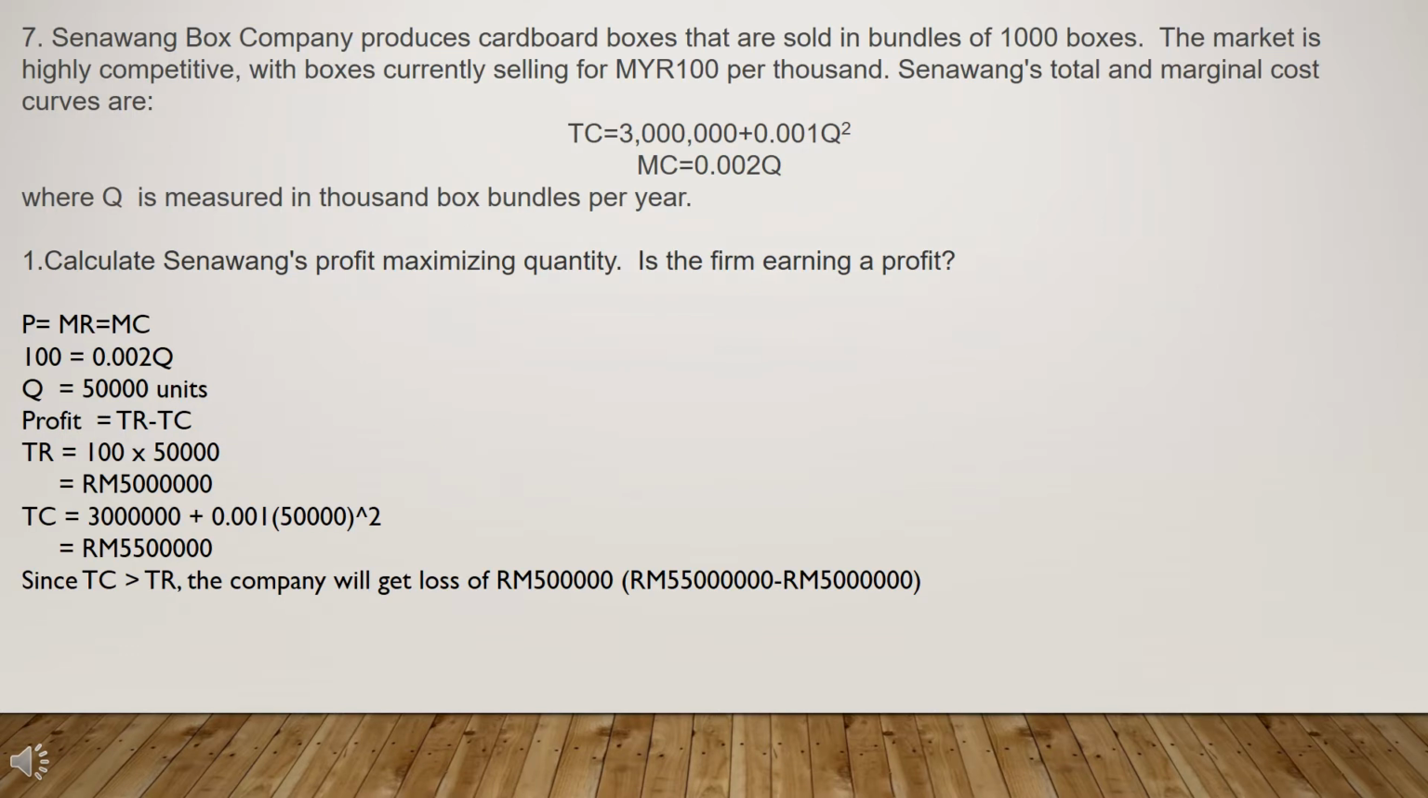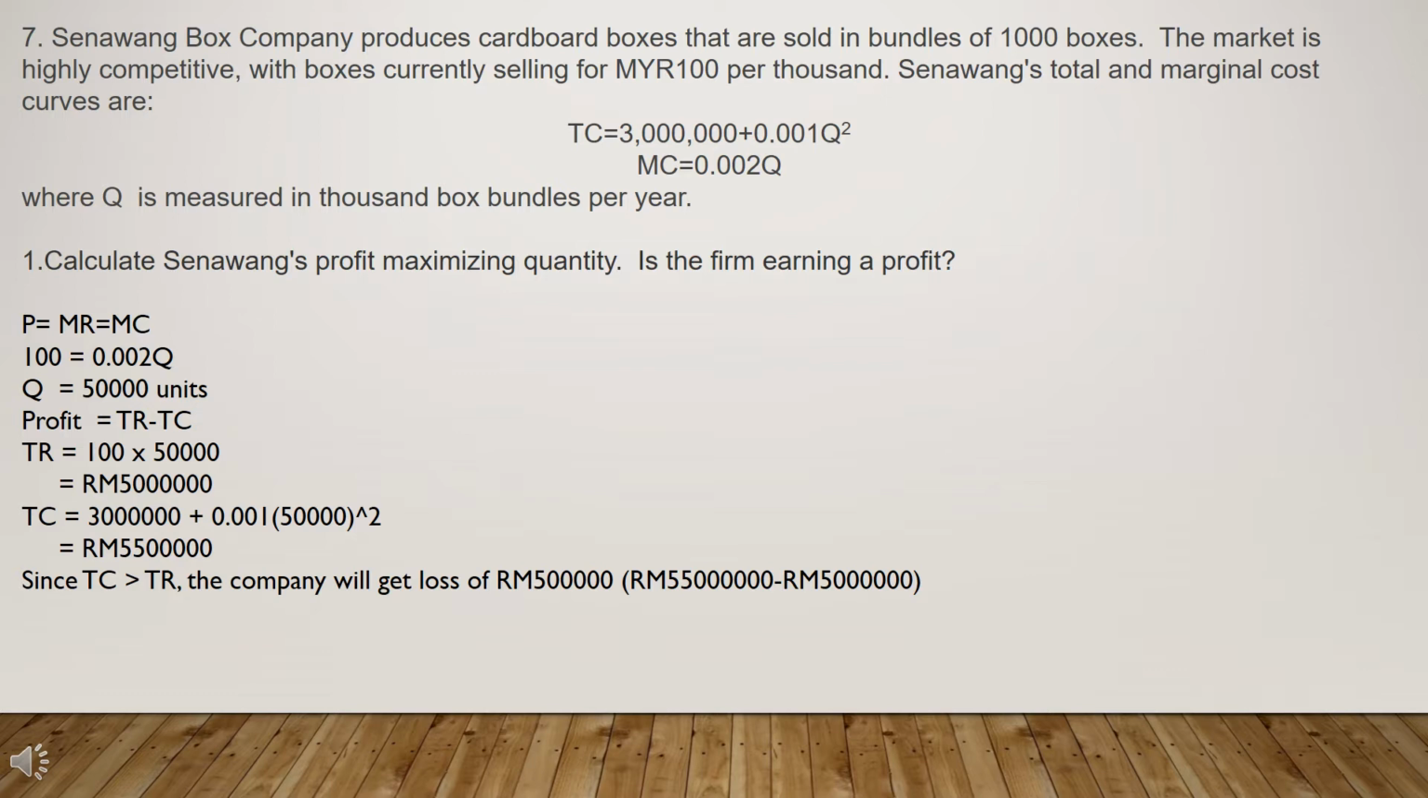Alright, proceed to number 7. Senawang Box Company produces cardboard boxes that are sold in bundles of 1,000 boxes. The market is highly competitive, with boxes currently selling for 100 ringgit per thousand. Senawang's total cost equals 3 million plus 0.001Q squared, and MC equals 0.002Q, where Q is measured in 1,000 box bundles per year.